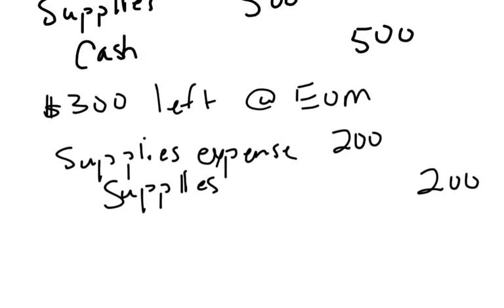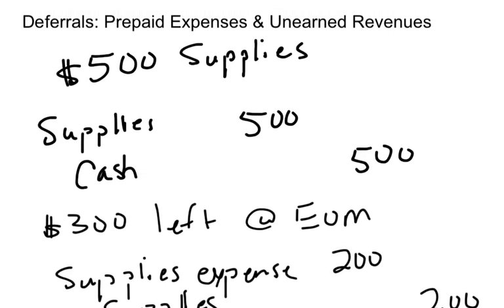You could do the same thing with something like prepaid insurance. If you paid an insurance policy up front for, say, 6 months, and you've used a month of it or 2 months, same kind of process. You want to find out how much has expired or been used, and that's what you want to increase that expense account by. Unearned revenues is another area for deferrals.